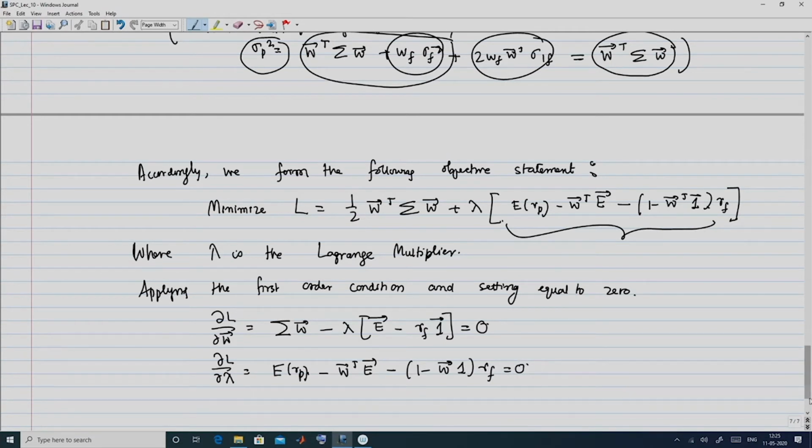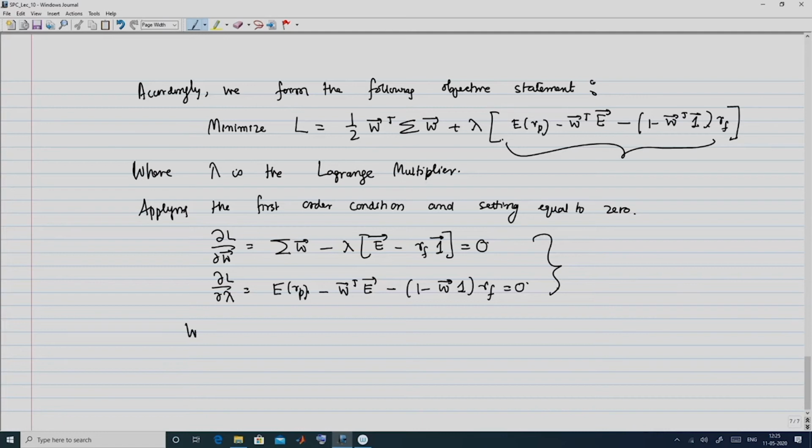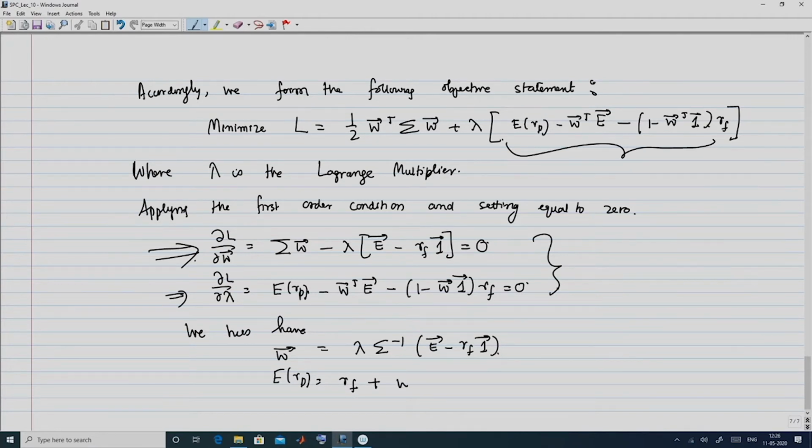Okay. So now we have these two relations. We thus have the vector W from the first relation: W is equal to lambda into sigma inverse within bracket, vector E minus R f into vector 1. And for the second one we are obviously going to get E of R p is equal to R f plus W transpose E minus R f vector 1. So this should be transpose. Now we have got these two equivalent relations that we have obtained.